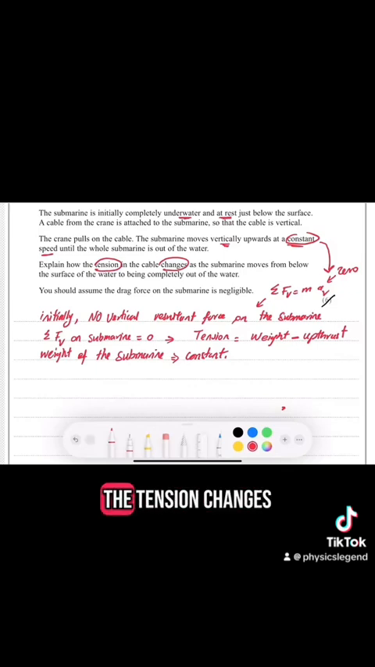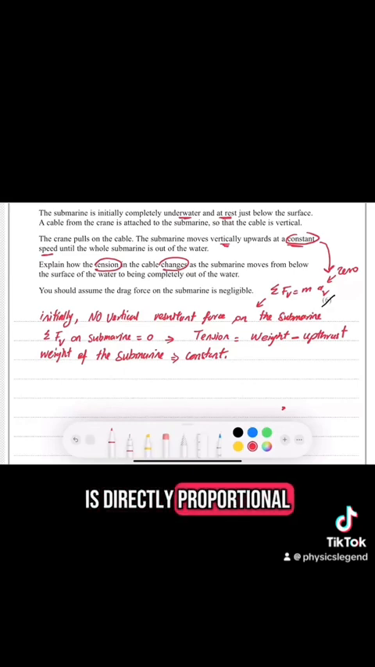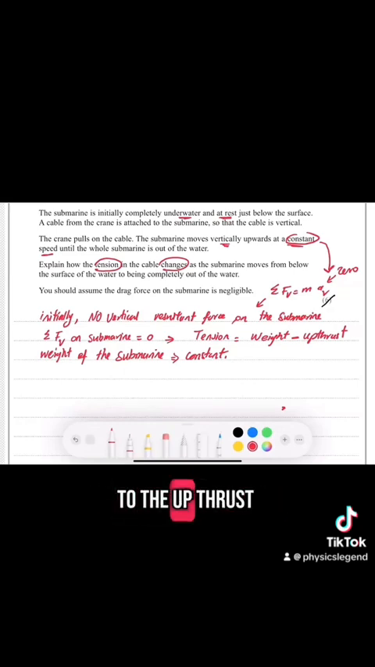So right now the tension changes according to the value of the upthrust. If the upthrust is less or more, the tension changes accordingly: it is inversely related to the upthrust. If the upthrust decreases, the tension is going to be higher.